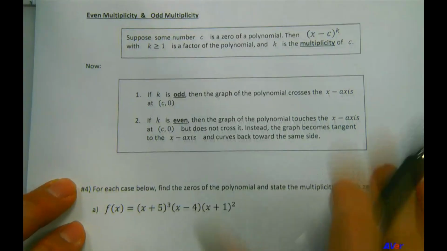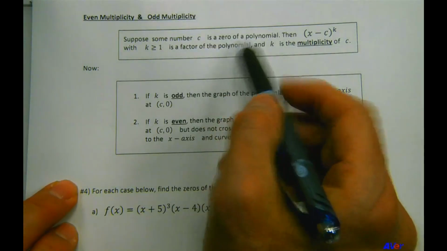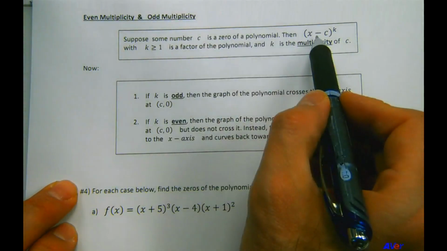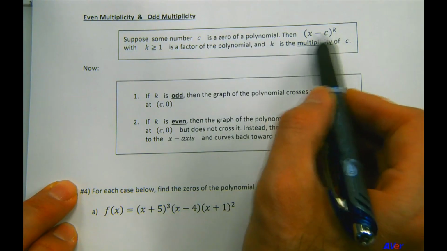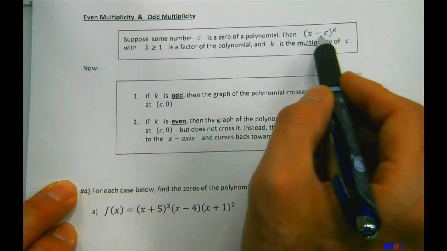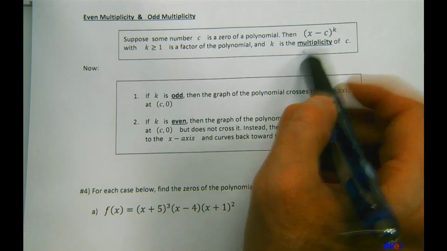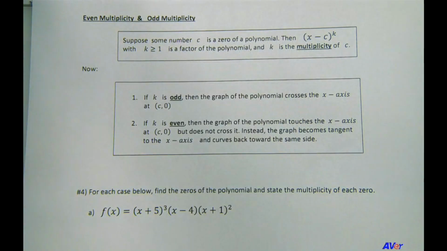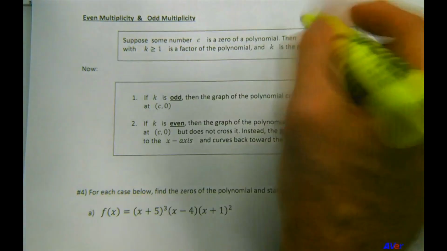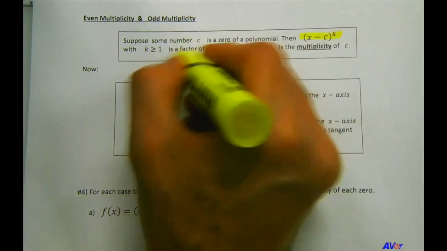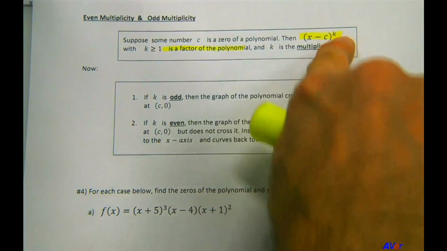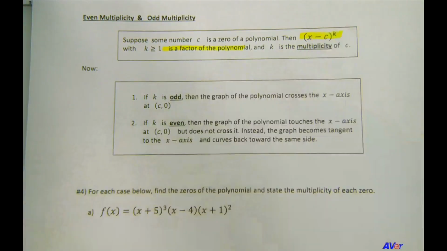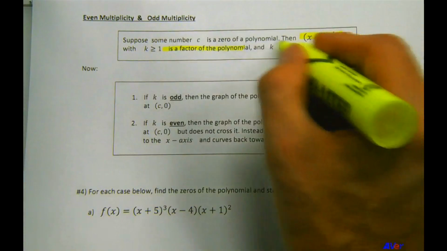So let's go back to what we were talking about. Now it should be clear what we mean by that. So x minus c, now you have a way of associating this with the factor of a polynomial. X minus c to some power k is a factor of the polynomial. And k, the power, as we said, is the multiplicity of c, the zero of the polynomial.